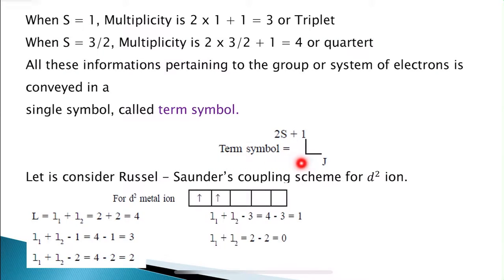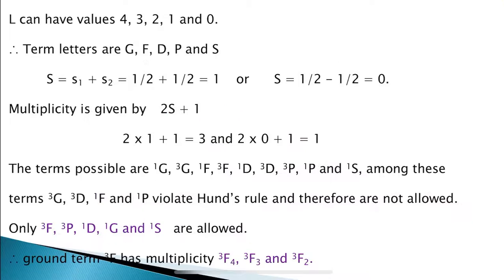So, this is the term symbol, and this is L. Now we have calculated L. For G, the L value is equal to 4, and I am taking the spin multiplicity. So the possible ways are 1G and 3G, and similarly for F, for D, for P, and for S. Since in S only one electron can be occupied, only one value will be observed here.